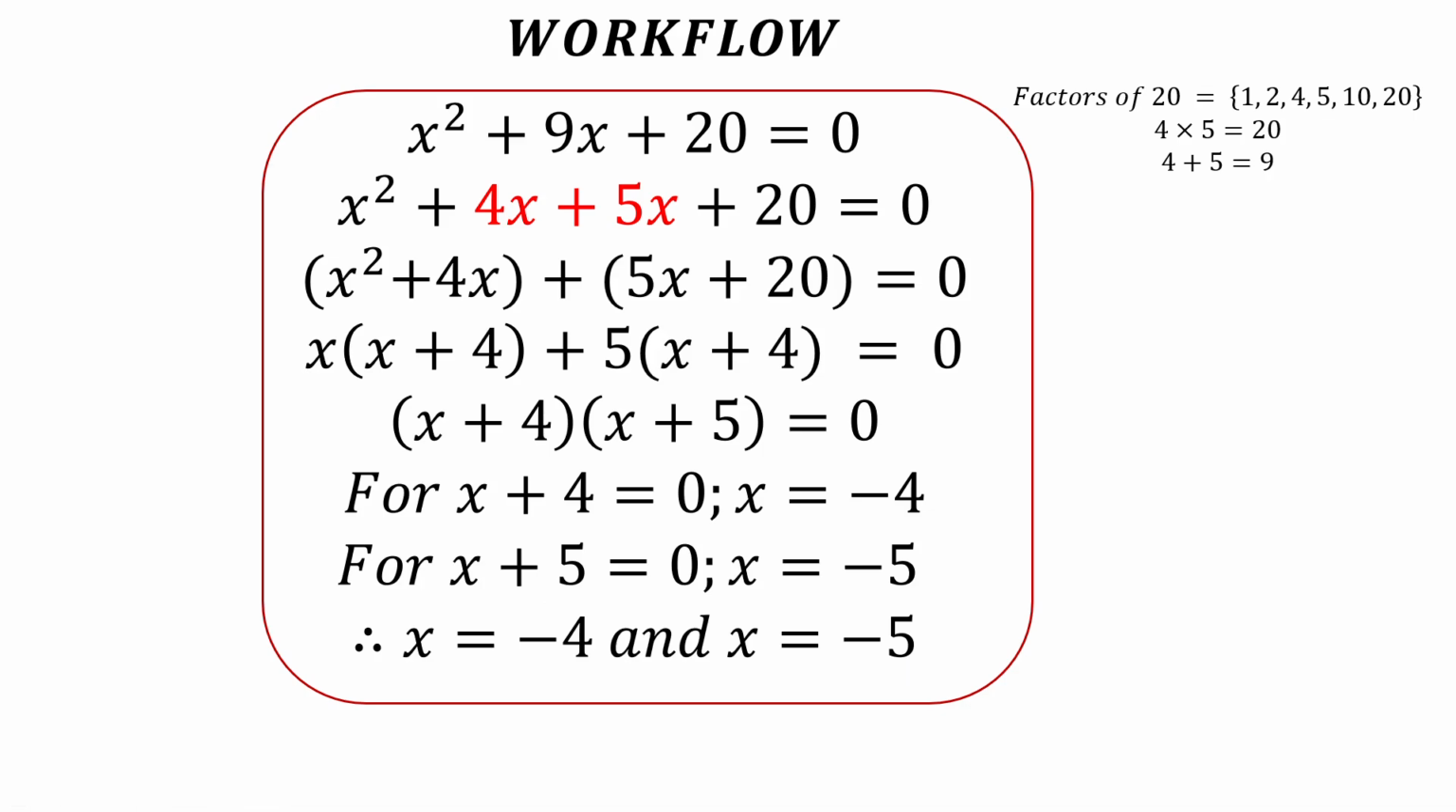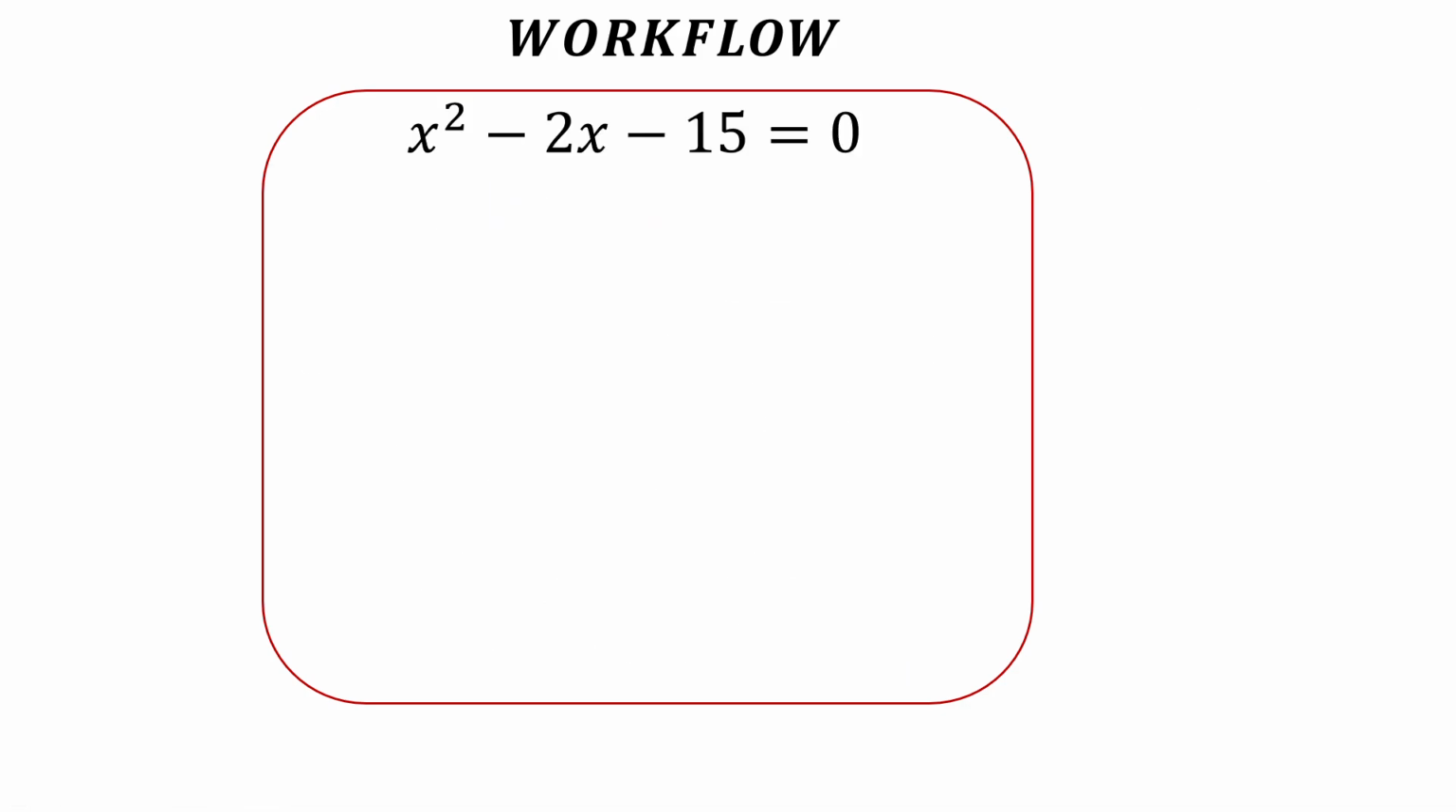Okay, so we're going to move on to the next one. You can pause the video and try this particular question if you want. Okay, so factors of 15: 1, 3, 5, and 15. Two numbers which, when we add, will give us -2, and if we multiply, give us -15. So that will be -5 and 3. So this will be it.